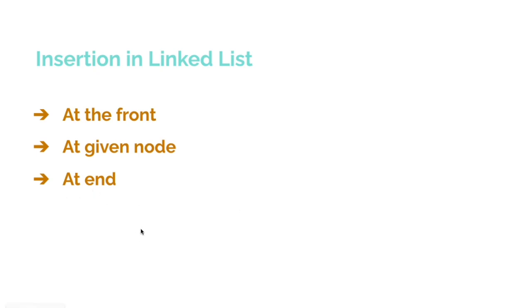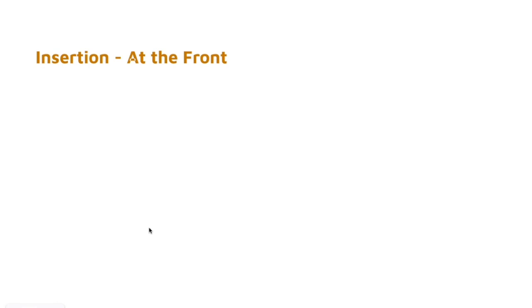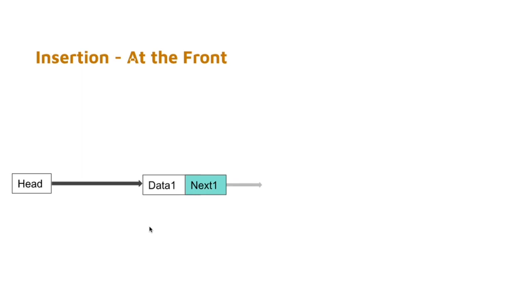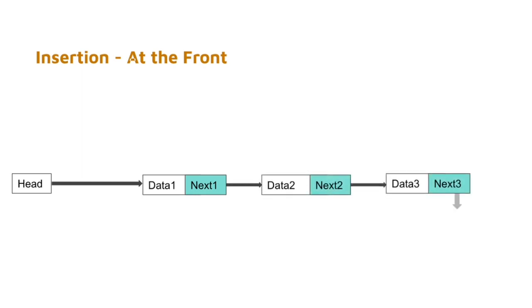So let's start with the front. Insertion at the front. So let's say we have a linked list starting with head, and we have first node, we have second node, and we have third node, and third node is the last node. It is pointing to null. So we know like linked list starts with the head, linked list ends at the null. So we have three nodes and we want to insert a new node at the front of the list.